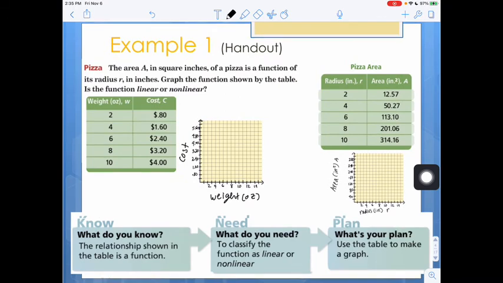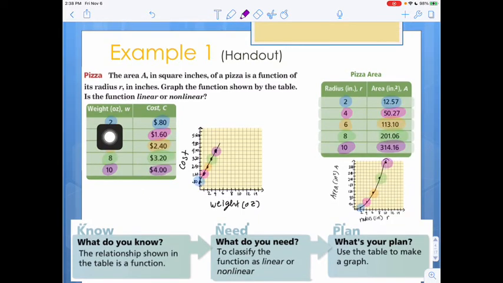Now we have Example 1. The area A in square inches of a pizza is a function of its radius r in inches. Graph the function shown by the table. Is the function linear or nonlinear? We also have a second table with the weight in ounces and the cost, so we're going to do both. We're going to graph the weight versus the cost and the radius versus the area.